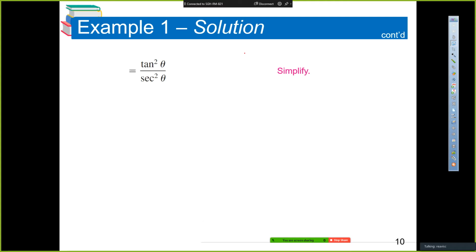Pin. All right, so from here, what we know is that secant of theta is going to be equal to 1 over the cosine of theta. That is a reciprocal identity. So if I replace the secant squared of theta in the tangent squared of theta over secant squared of theta, I'm going to replace it with 1 over cosine squared, because it's squared, it stays squared.